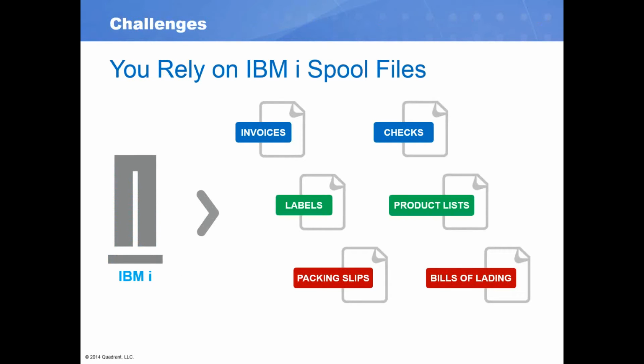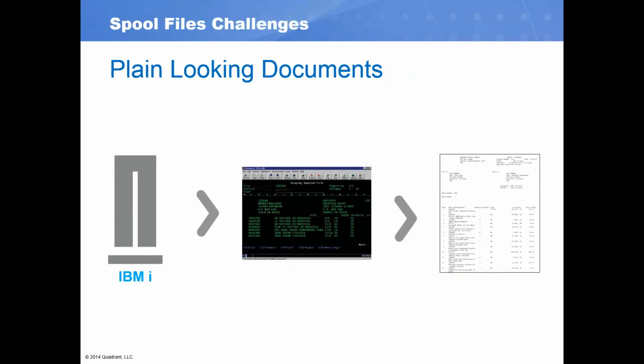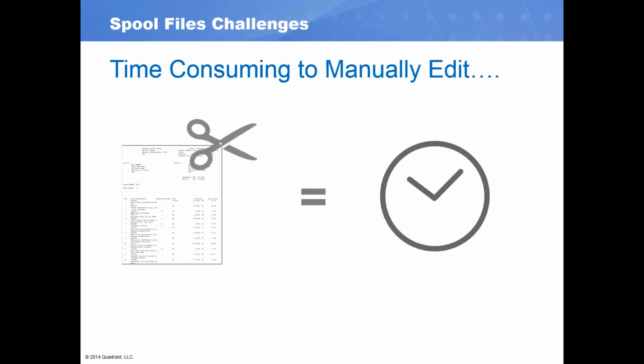So to get started, let's quickly review some of the major challenges businesses have with spool files and documents. Companies rely on IBMi-generated spool files and data files for their critical documents like invoices, checks, labels, product lists. It could be a document generated by your ERP system, or it could be generated by your own custom application. Unfortunately, most of these documents are plain text. They can be hard to read and digest, and they may not accurately reflect your company's brand. You may not be able to have logos, images, colors, or different colored fonts. They're also time-consuming to manually copy-paste into a new document if you want to edit them to include these other objects.